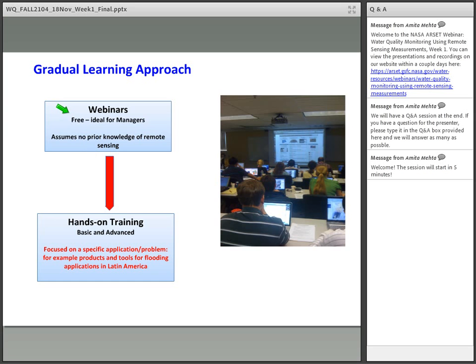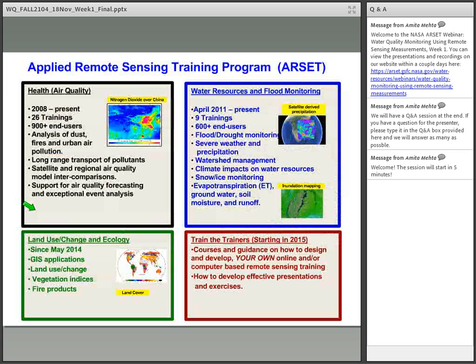And then once the webinars are given, people who want advanced training for a specific geographical region or specific tool or data, that can be arranged. This could be again hands-on, basic or advanced training, but this requires that we have a computer lab and internet availability. And we have done several such hands-on trainings around the world as well as in the US.